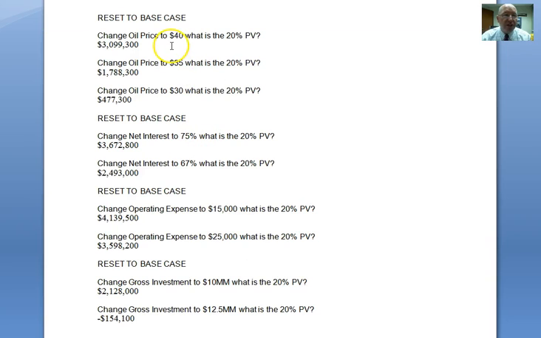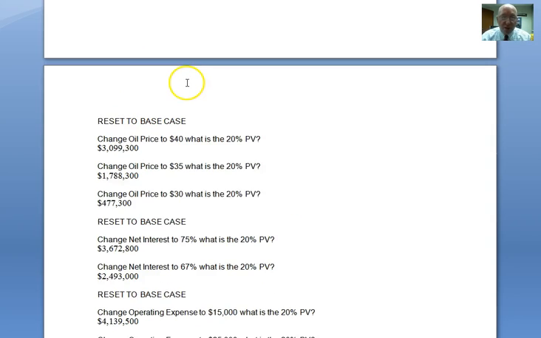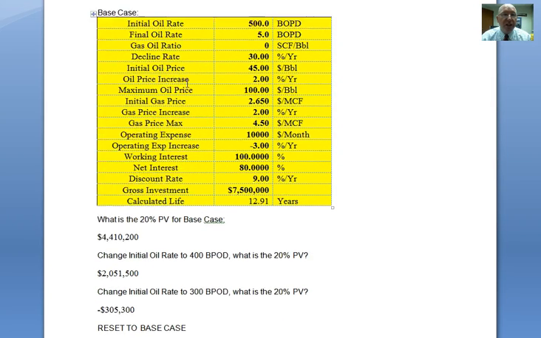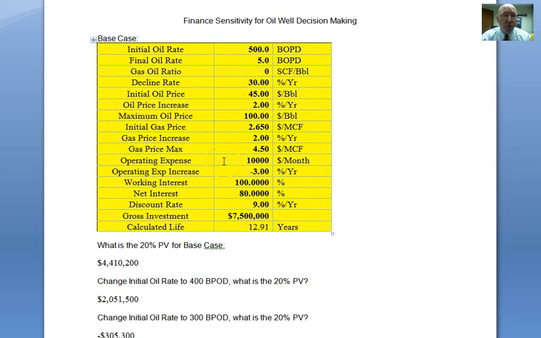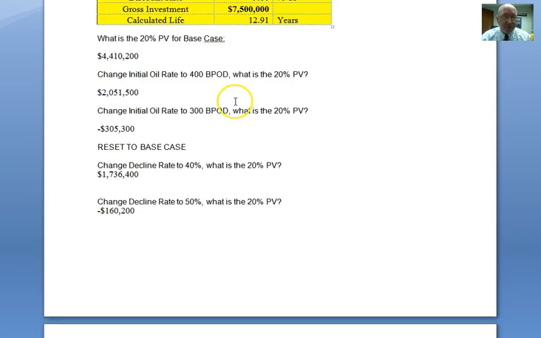Now, what about changes in price? Well, we changed the price from 50 to 40. We saw that the well still made good money. Cut it to 35, okay. Cut it to 30, still making money. So in this sense, oil price matters a lot, but it didn't matter as much as if I pulled a lot of the oil out of the well.